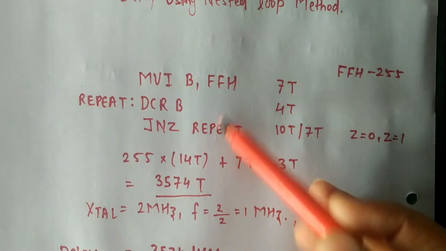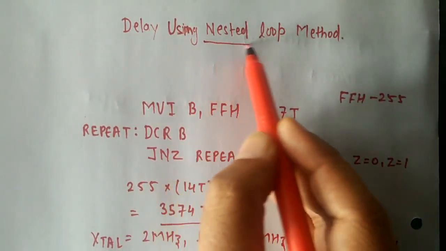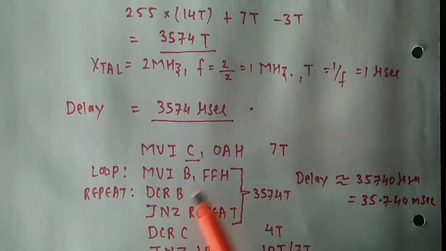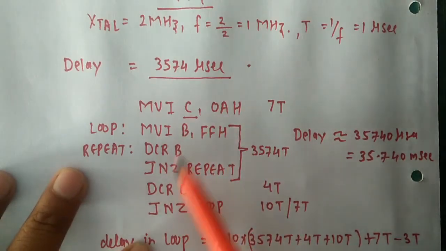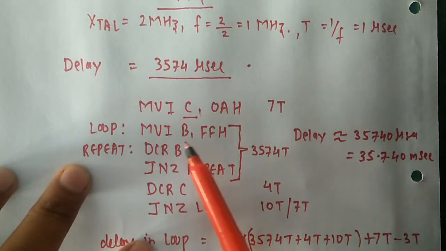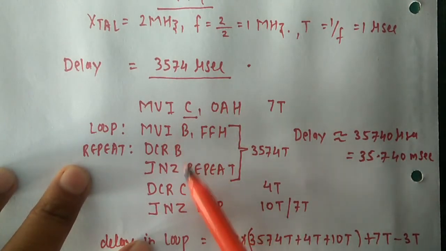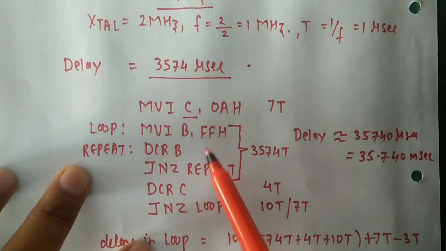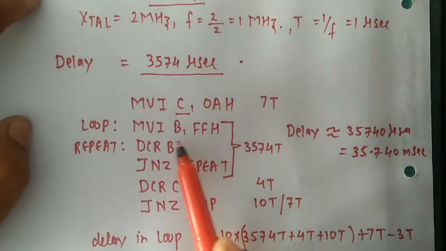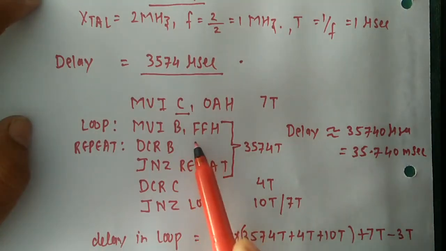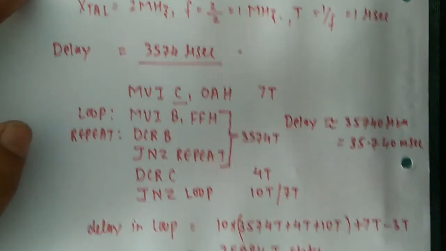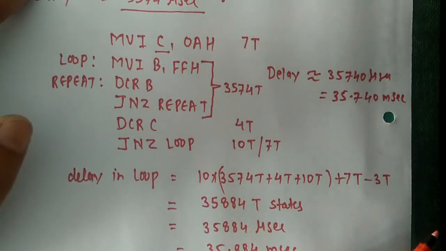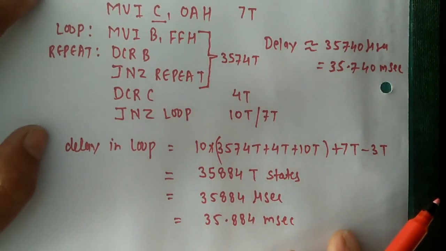So we have generated a larger delay, that is 35.884 millisecond, 10 times the delay using these three instructions. So in the nested loop method, simply write a delay program and repeat it a number of times to get a larger delay. And instead of writing a delay program using an 8-bit register, you can also write a program to generate delay using a register pair, and by that you will get a larger delay value. Okay, so this is all for the nested loop method. Thanks for watching.